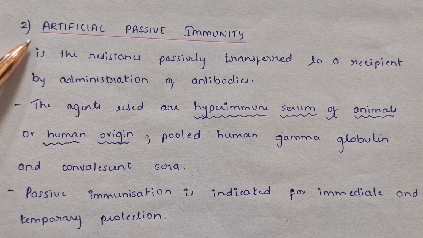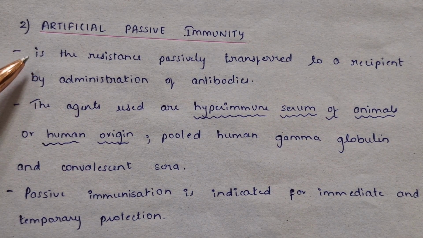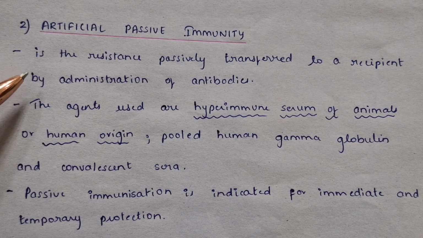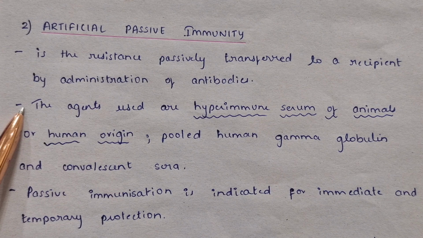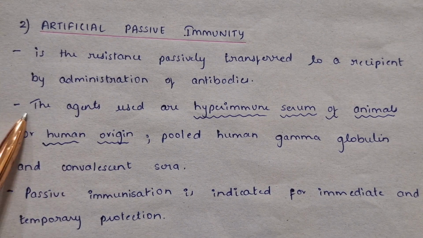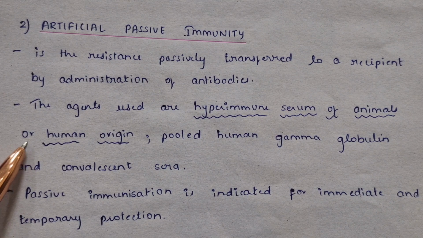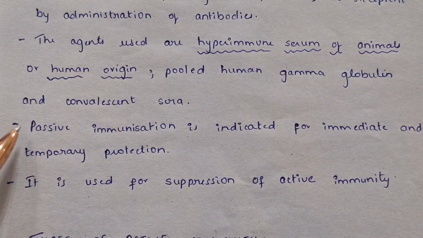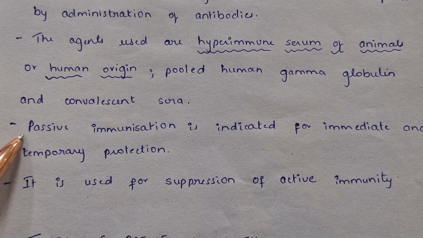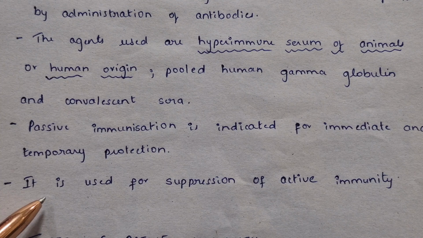The second type is the artificial passive immunity. It is the resistance passively transferred to a recipient by administration of antibodies. The agents used are hyperimmune serum of animals or human origin, pooled human gamma globulin, and convalescent sera. Passive immunization is indicated for immediate and temporary protection. It is used for suppression of active immunity.